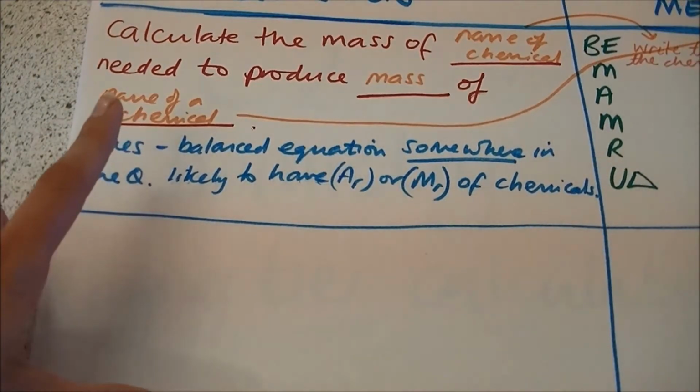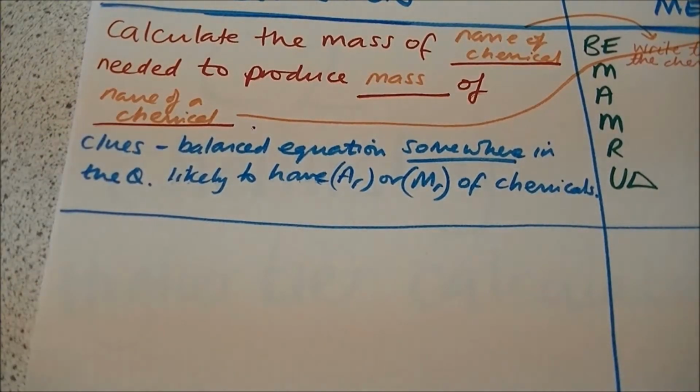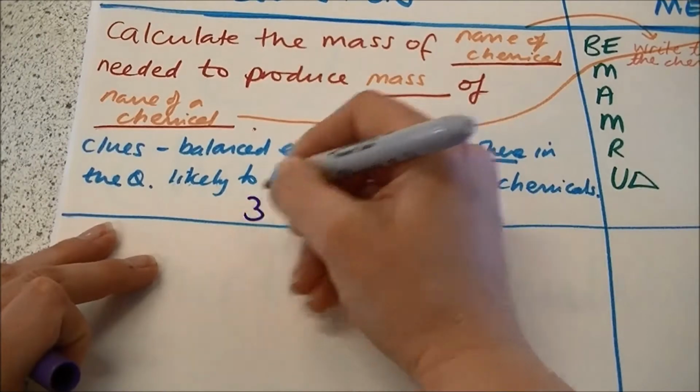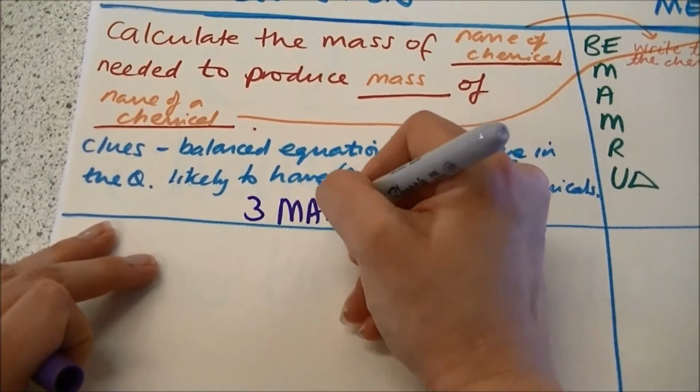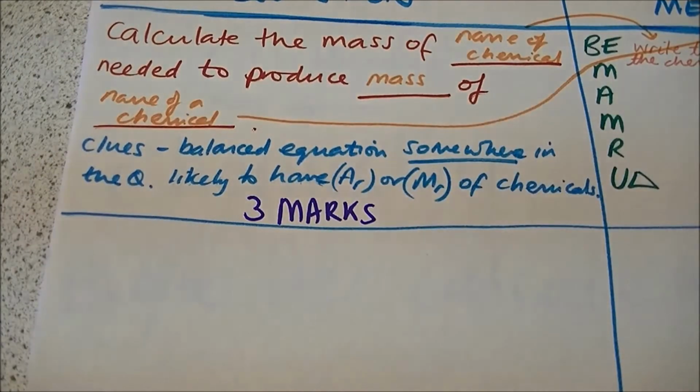We're looking for that word calculate, and it's always going to be 3 marks. Okay, so if the question is worth 3 marks and it talks about calculating a mass, this is the calculation you're going to need to do.